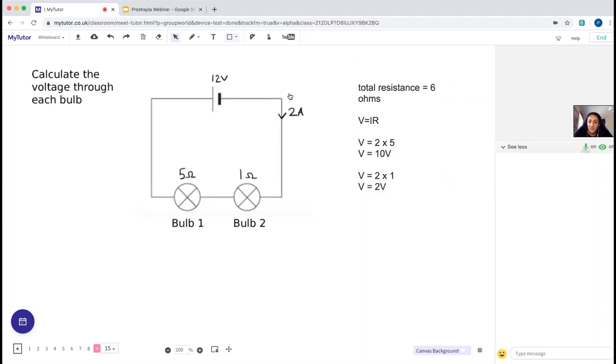And we can sense check our answer by adding up the voltages. So if we add up the voltage for bulb 1 and the voltage for bulb 2, we get 10 plus 2, which is 12, so we know we've done it correctly. Great, so we'll move on to the next question now.